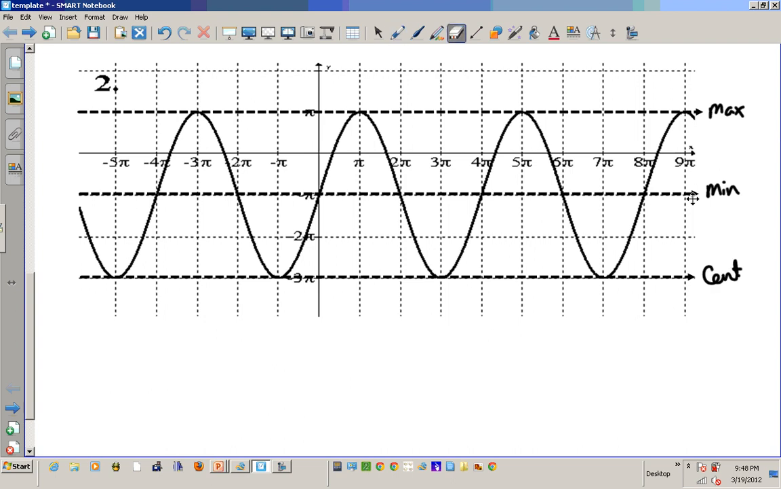Oh snap, what am I doing? There goes your max, there goes your min, and there goes your center. Alright, now let's do it.